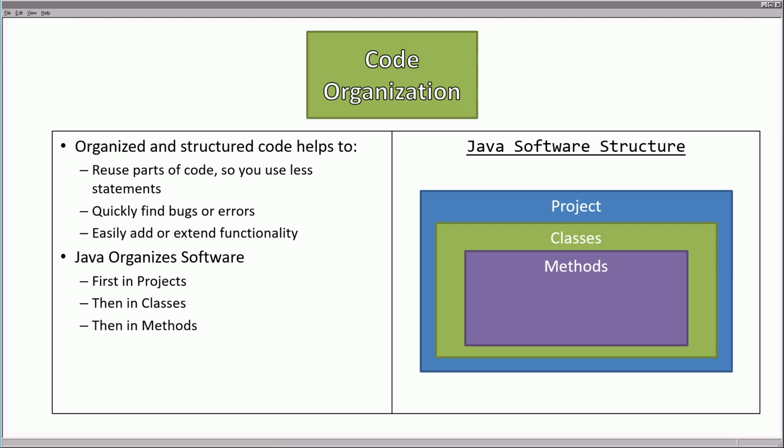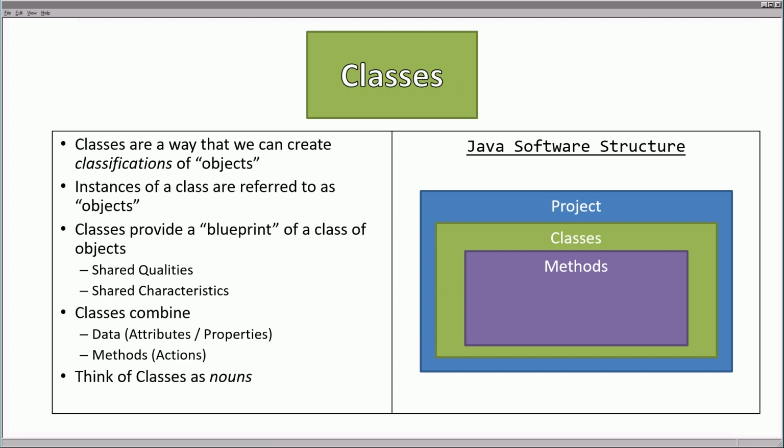In a previous lecture, we started going over code organization. As we've started writing code, it's become more and more complex, and we need to better organize statements. That way, we can reuse parts of code, quickly find bugs and errors, and easily add or extend functionality. Java organizes software first inside of projects, then inside of classes, and finally inside of methods. Today, we begin talking about classes.